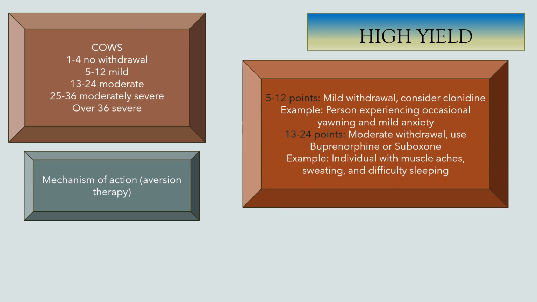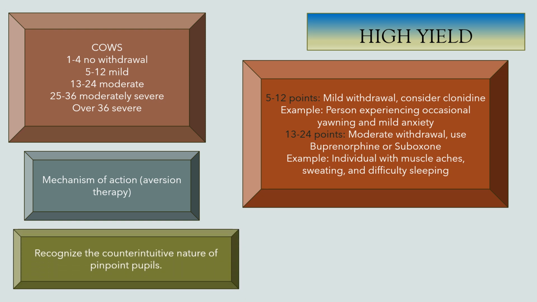5 to 12 points, mild withdrawal. Consider clonidine. Example, person experiencing occasional yawning and mild anxiety. 13 to 24 points, moderate withdrawal. Use buprenorphine or Suboxone. Example, individual with muscle aches, sweating, and difficulty sleeping.